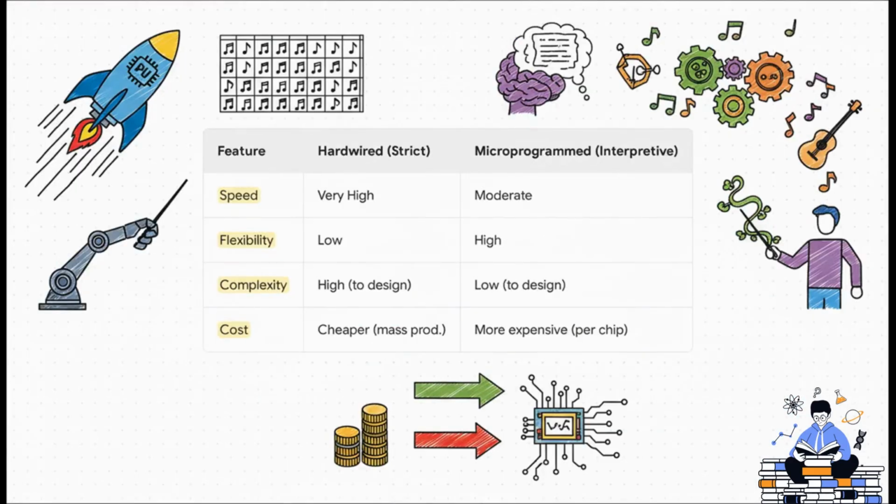Let's just break it down really quick. For speed, hardwired wins, hands down. It is just faster. But for flexibility, oh, that's microprogrammed all day long. Now look at complexity. That hardwired design is incredibly complicated to get right from the start. Microprogrammed is actually easier to design and to fix. And finally, cost. Hardwired is cheaper to mass produce once the design is locked in, but microprogrammed can be more expensive per chip. See, there's no single best answer. It's all about what that final performance is supposed to be.